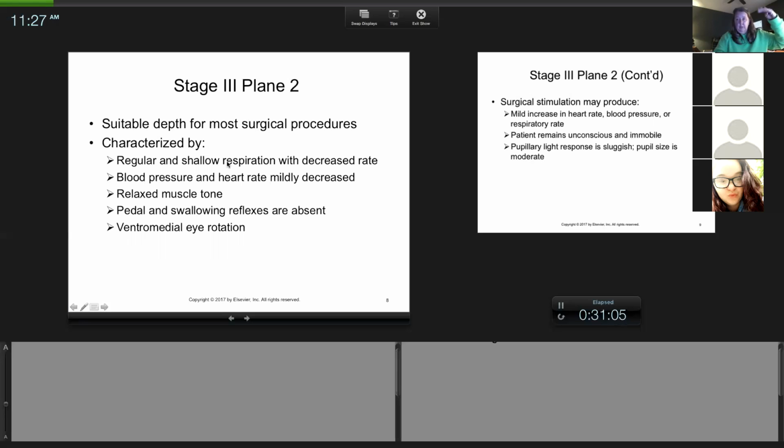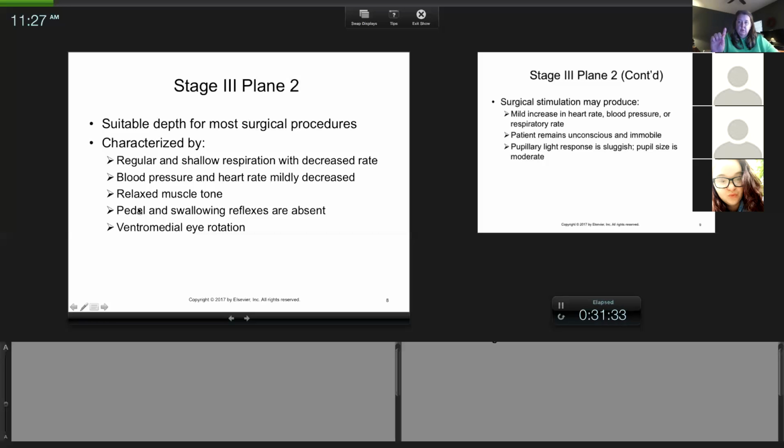Typically, you'll start to see your heart rate and respiration starting to go down and level out, so they become a regular heart rate and respiration. Your heart rate should be lower than when it was in the prep room. Blood pressure might be a little bit lower, but what I want here is relaxed muscle tone. The patient feels relaxed. You don't want to see any swallowing.